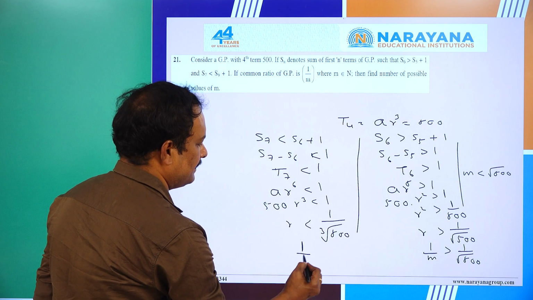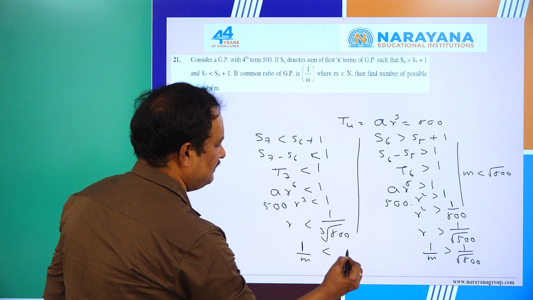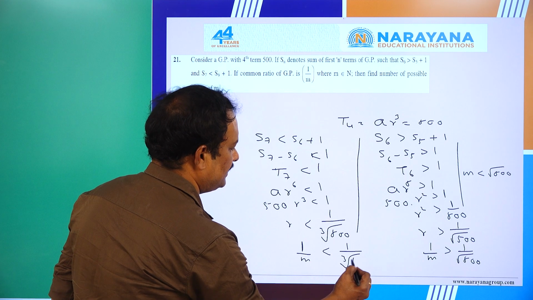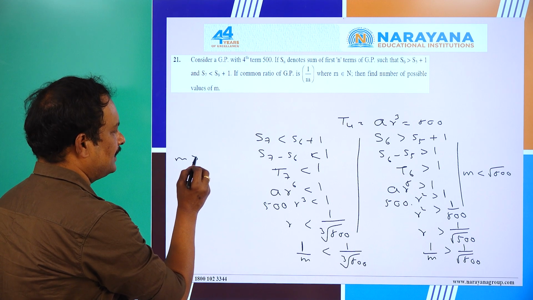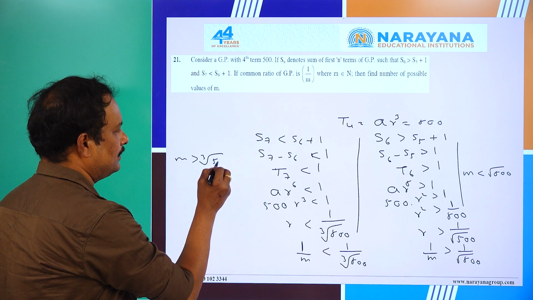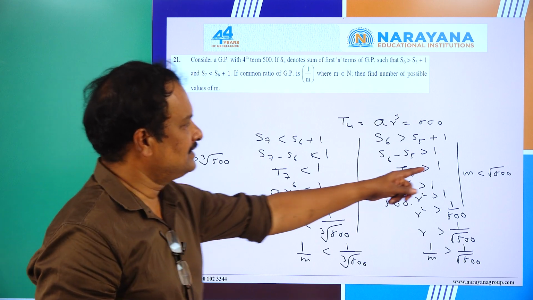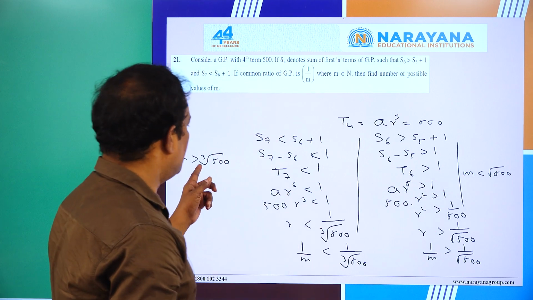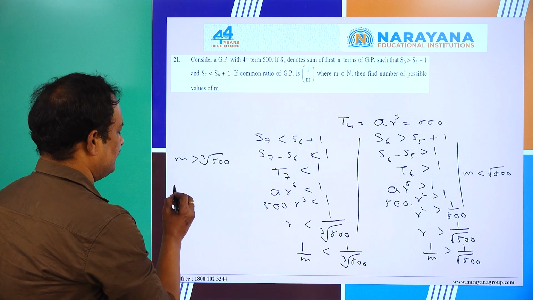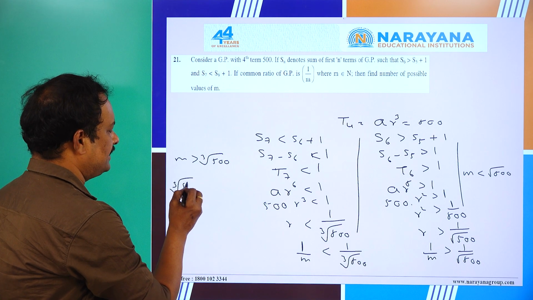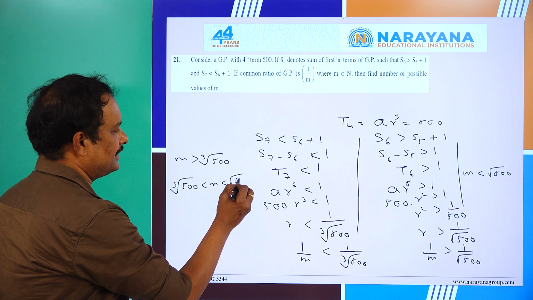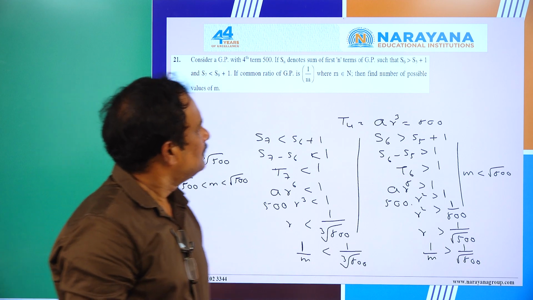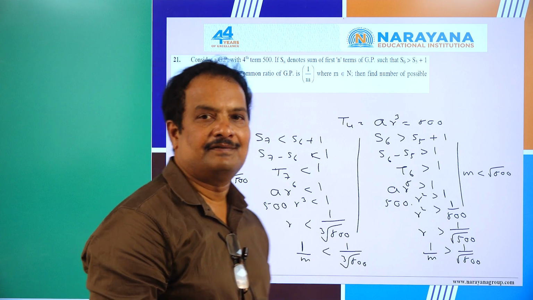But R is 1 by m, so 1 by m is less than 1 by cube root of 500. So very clearly m is greater than cube root of 500. We already know that m is less than root 500, and according to this, m is greater than cube root of 500. Finally, cube root of 500 is less than m, less than root 500. Now what is the requirement? Find the number of possible values of m.